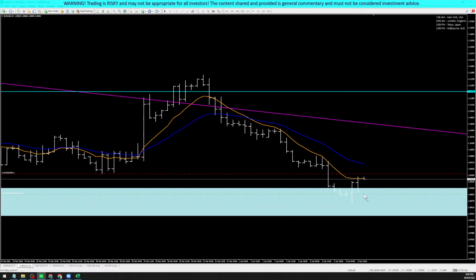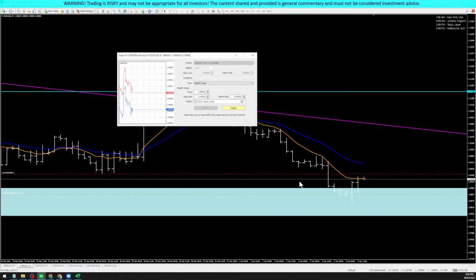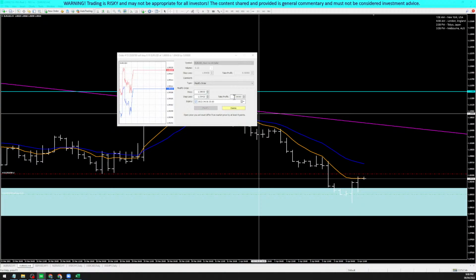Yeah. Oops, sorry. Set ko na. Modify ko na lang. Alright, I would like to set a take profit just a little higher than this zone right here. 0.842. Okay. Take profit. 1.0842. And let's modify that. There you go.